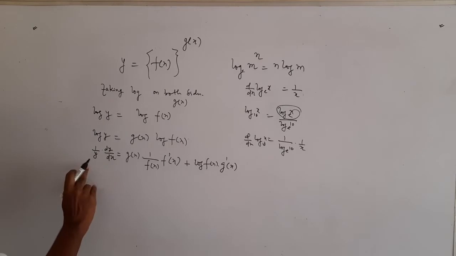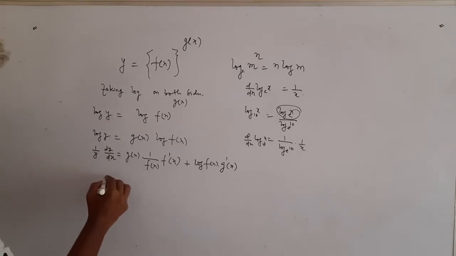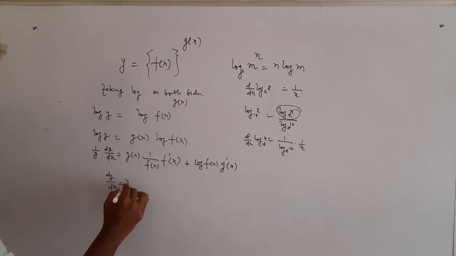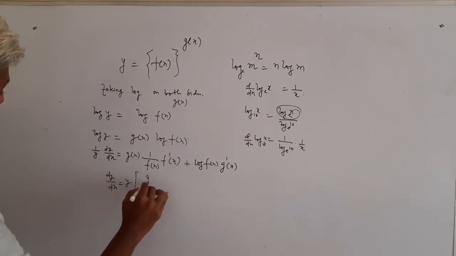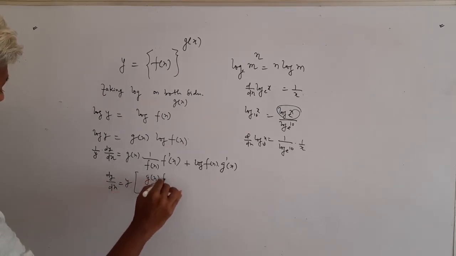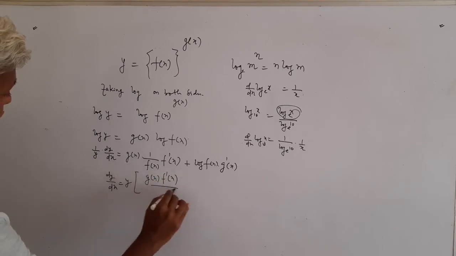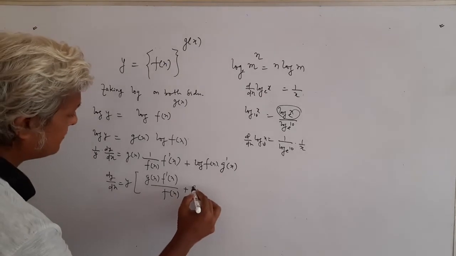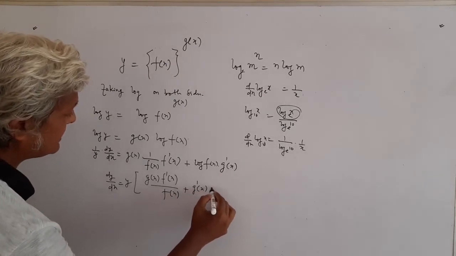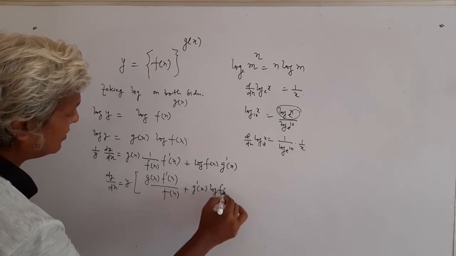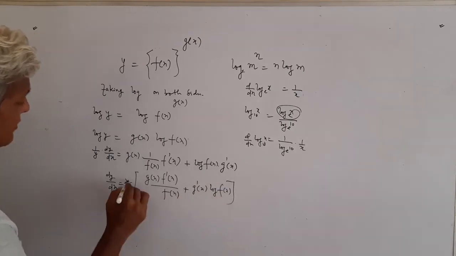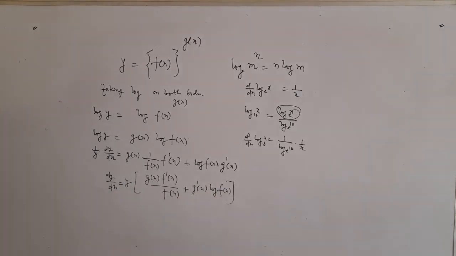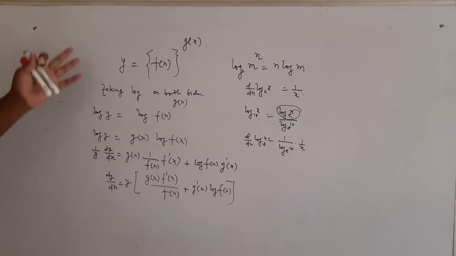Next, you have to transfer this y to the other side, so you will have the form dy by dx is y times [g(x) f dash x over f(x) plus g dash x log f(x)], and y is the original function. This is the answer for this kind of form.